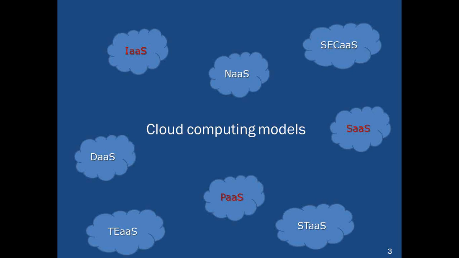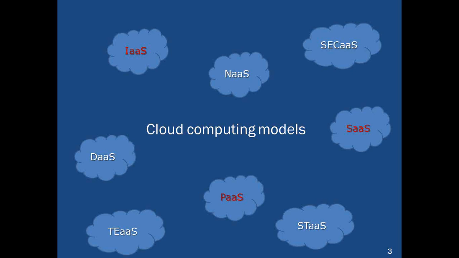However, apart from that, you also have security as a service that you see on the top right of the screen. Then you have network as a service, data as a service. Then you also have storage as a service, and you also have a testing environment as a service. So you have various cloud computing models, but as I said earlier, the popular ones are infrastructure as a service, platform as a service, and software as a service. So let's try to understand, differentiate and compare the three key cloud computing models.